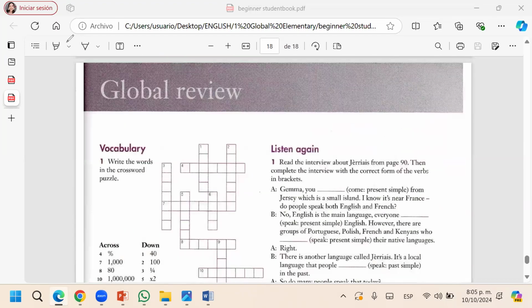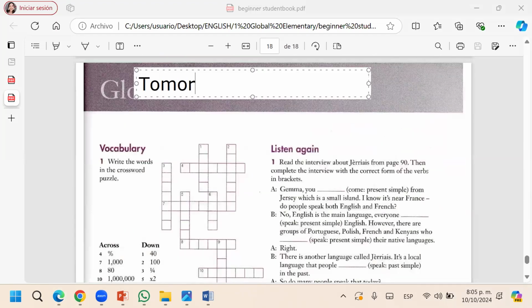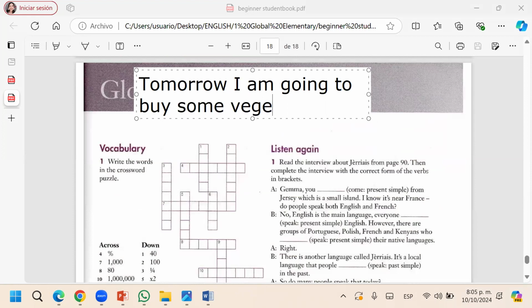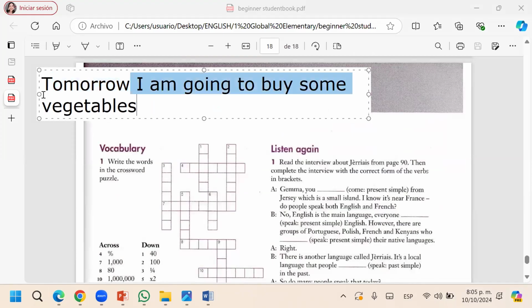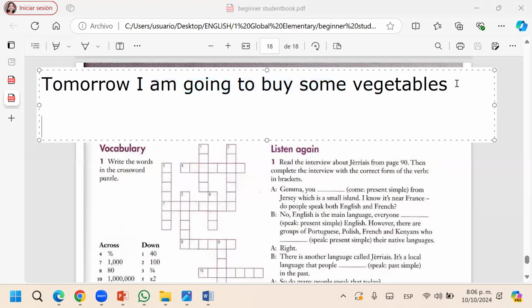The future plans, for example, when I say tomorrow, I'm going to buy some vegetables. This is future because it says tomorrow, not today. Tomorrow, I'm going to buy some vegetables. So this is the future tense. Tell me something that you're going to do tomorrow, something that you want to do tomorrow.